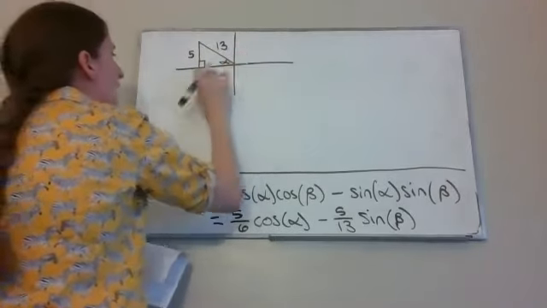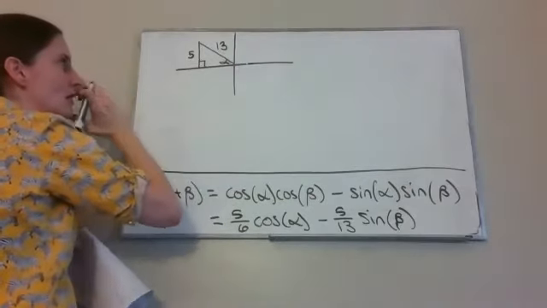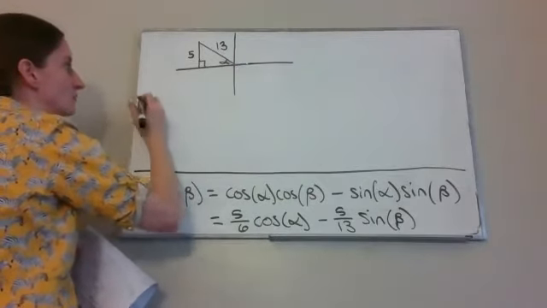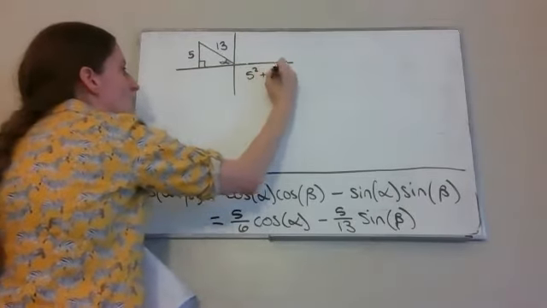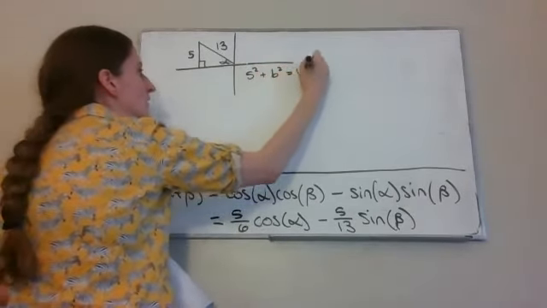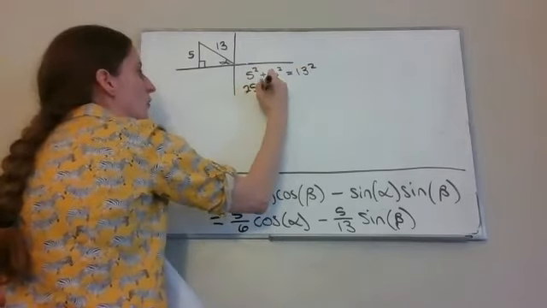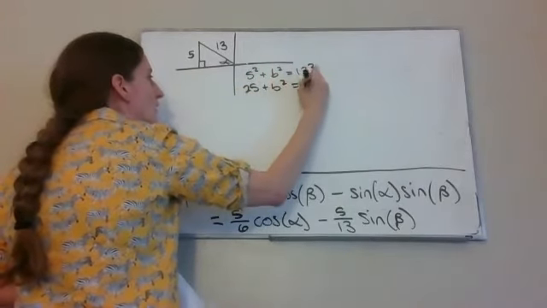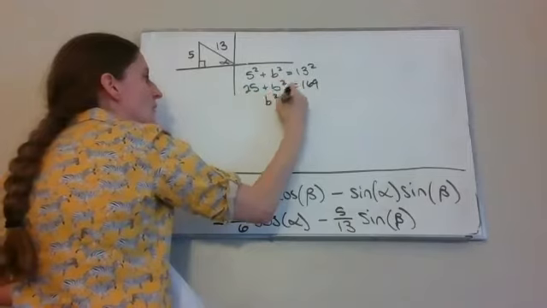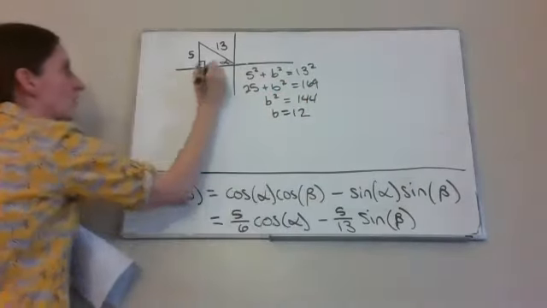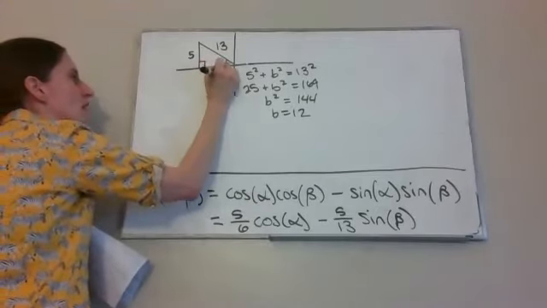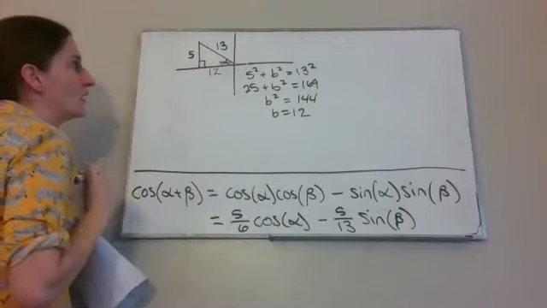Now, figuring out this other side of the triangle, we would need to use the Pythagorean Theorem. 5 squared plus something squared is 13 squared. 25 plus b squared is 169. b squared is 144, and I get b is 12. So I know that this other side of the triangle is 12.